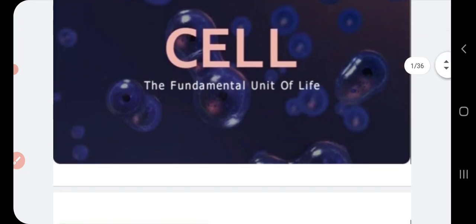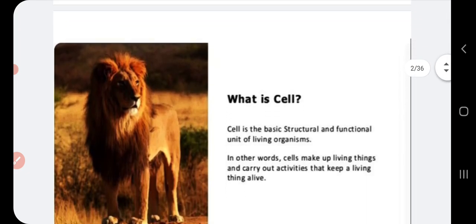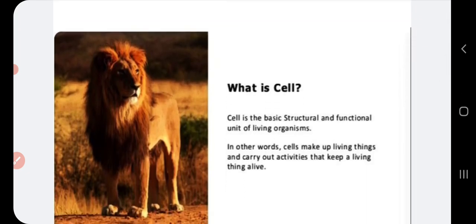So let's move to the first topic, that is, what is the cell. Cell is a basic structural and functional unit of life, and in other words, cells make living things carry out activities to keep a living thing alive. Okay, so this is a simple and easy definition. In this definition, it says that it is a basic structural and functional unit of life.